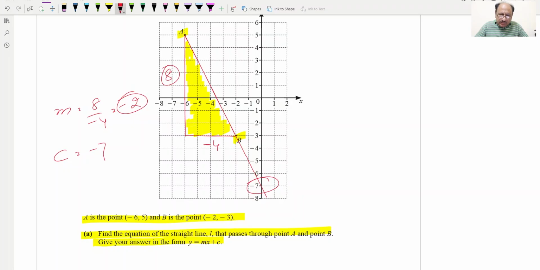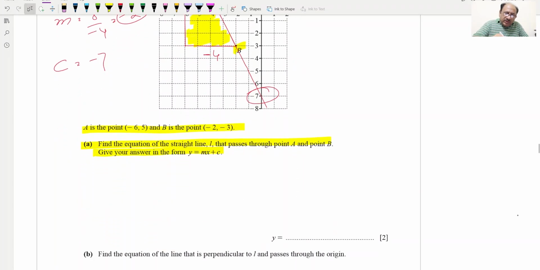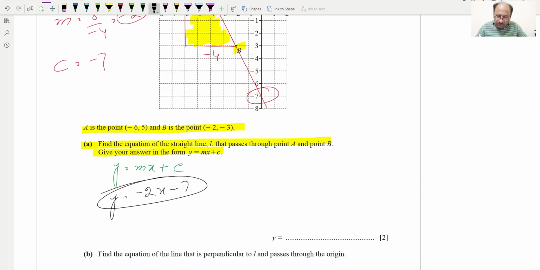So the gradient is minus 2. So y is equal to mx plus c. We can write y is equal to mx plus c. So y will be equal to minus 2x minus 7. This will be our final equation, y equals minus 2x minus 7.